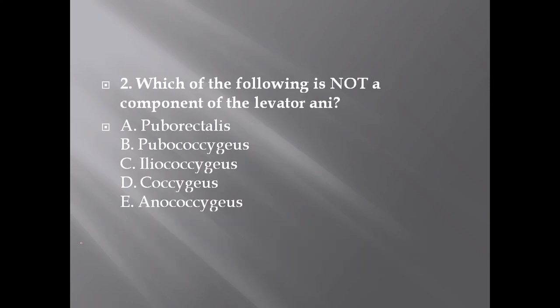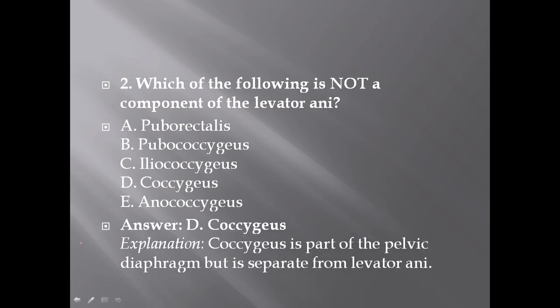2. Which of the following is not a component of the levator ani? A. Puborectalis. B. Pubococcygeus. C. Iliococcygeus. D. Coccygeus. E. Anococcygeus. The answer is D. Coccygeus. This is because coccygeus is part of the pelvic diaphragm but is separate from the levator ani.